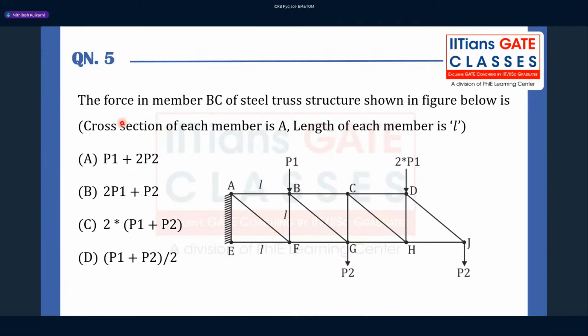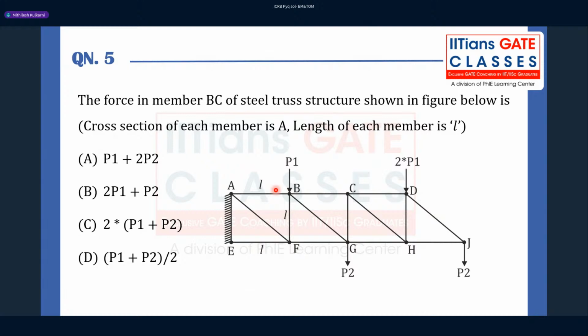Coming towards the first question, this is from the mechanics topic, trusses. The force in the member BC of the steel truss structure shown in the figure below is... The cross section of each member is A and the length of each member is L. So we can clearly see the members have the length L and they have given the cross section as A, and the loading is also provided in this figure.